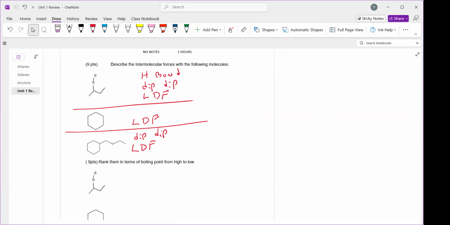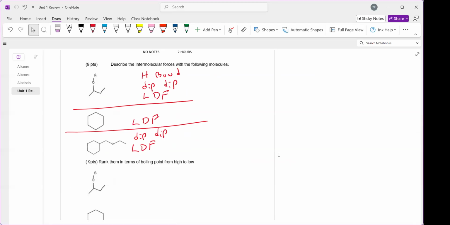First one, hydrogen bonding is the strongest. The next one down is oxygen there with an ether. Those can be next. And then lastly is the cyclohexane, which is very nonpolar, or the lowest IMF, just LDF only.